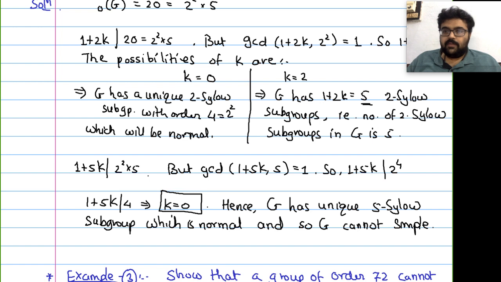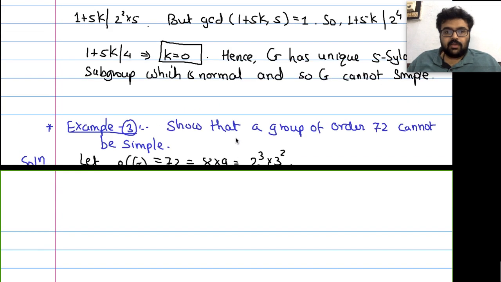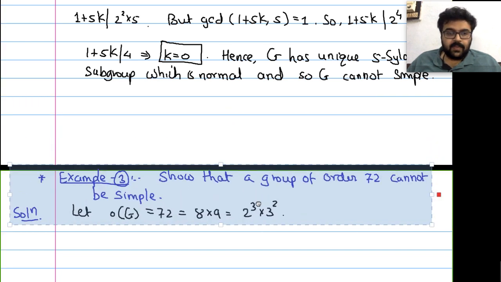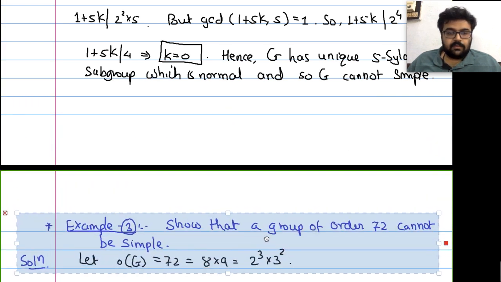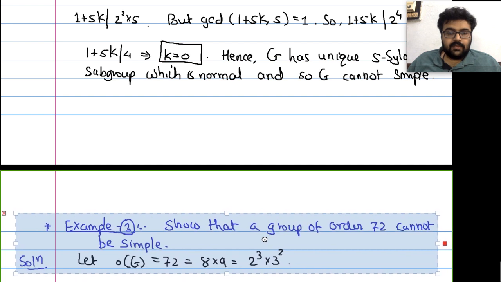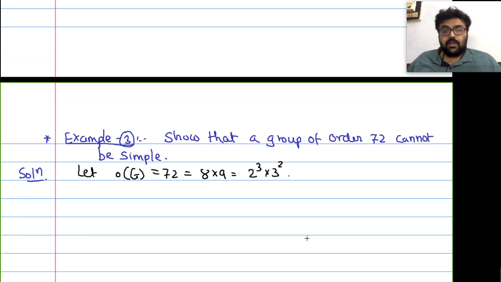Okay, now let me add one more page and let us go to our own example. Now show that a group of order 72 cannot be simple.